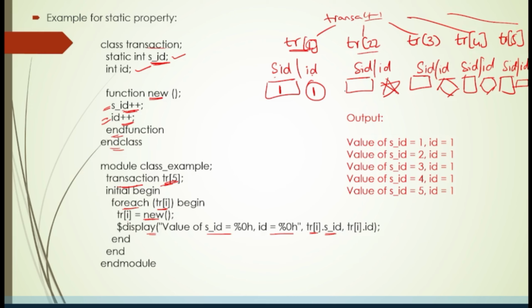Now for the second one, since this is sharing the same memory location, the previous value will be incremented from 1 to 2. But here what happens?